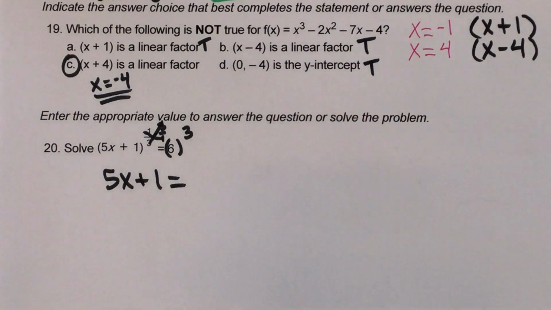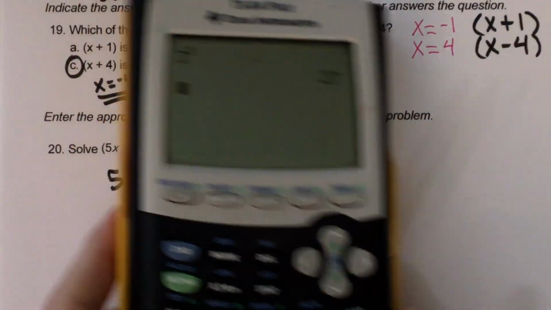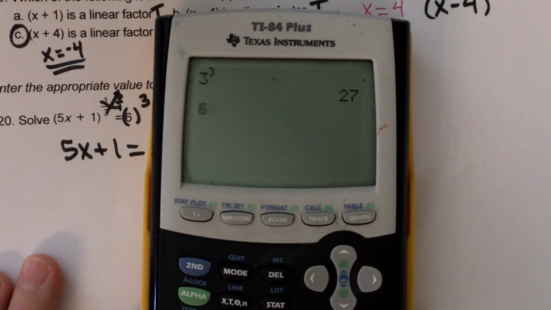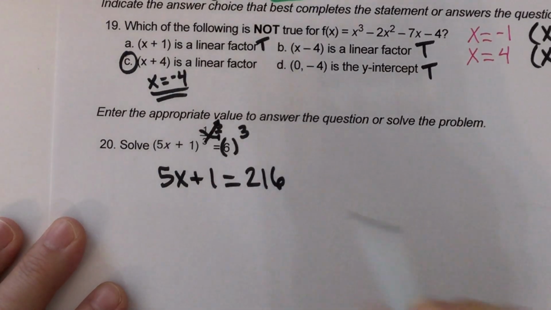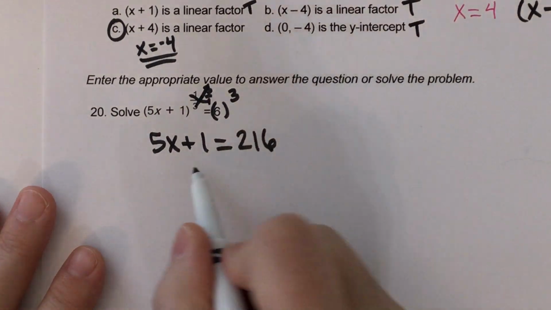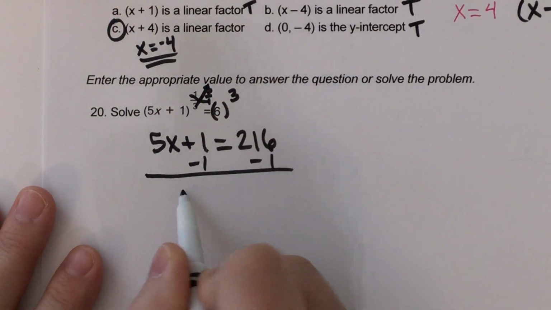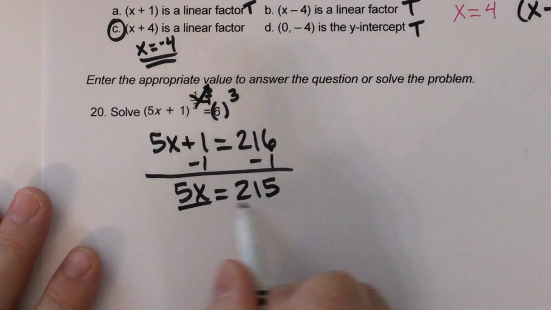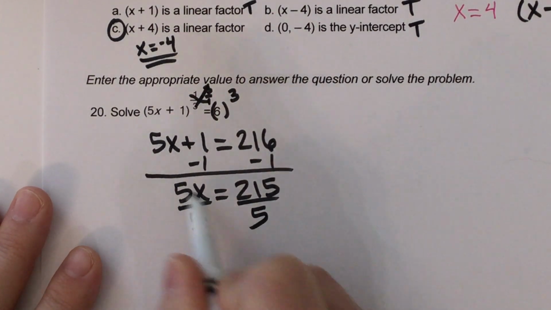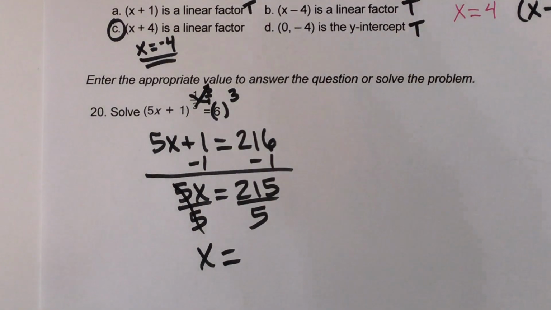And then 6 cubed, 6 times 6 times 6 is 216. Just to show you, 6 cubed, 216. Okay, and then to finish solving this, I get rid of addition of 1 by subtracting. So when I subtract, I get 215. And then to get rid of multiplication, I divide. So I'm going to divide both sides by 5. So I'm taking 215 and dividing by 5.